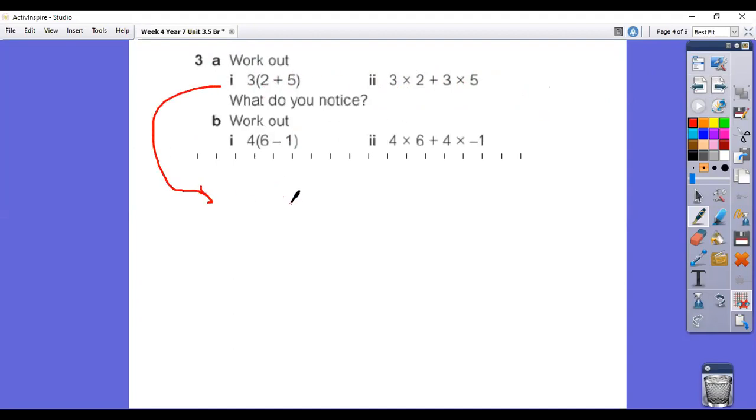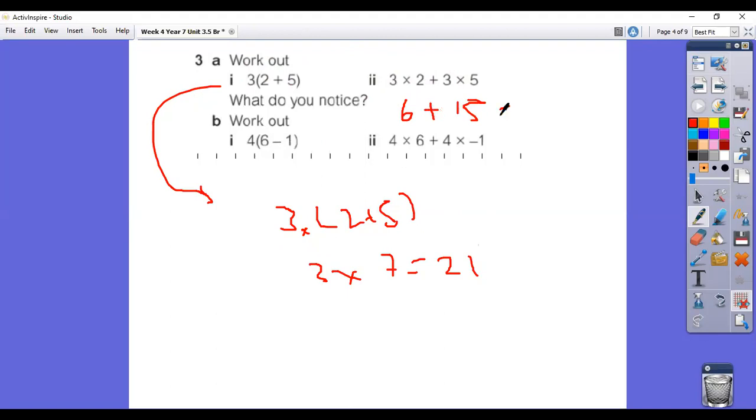So if we do this question here, 3 times 2 plus 5. 2 plus 5 equals 7. Then multiply by 3. Remember, when you see a number outside the brackets, it is multiplication. So 3 times 7 gives you 21. And if you did it the other way around, 3 times 2, which is 6, then 3 times 5, which is 15, it still gives you the same answer. So can you work out B: 4 multiplied by brackets 6 minus 1, and 4 times 6 plus 4 times negative 1.